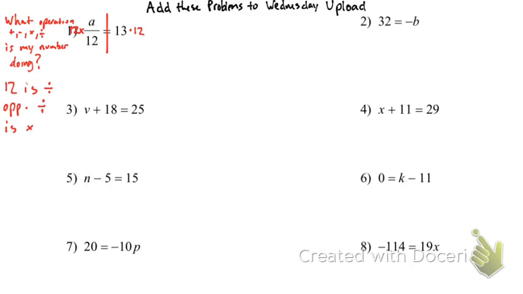Okay? Because we're doing this, these now cancel out. And now we're left with just A by itself, equal sign, and now we just have to do the math, 13 times 12. Okay? With your trusty calculator, or you could do it manually.